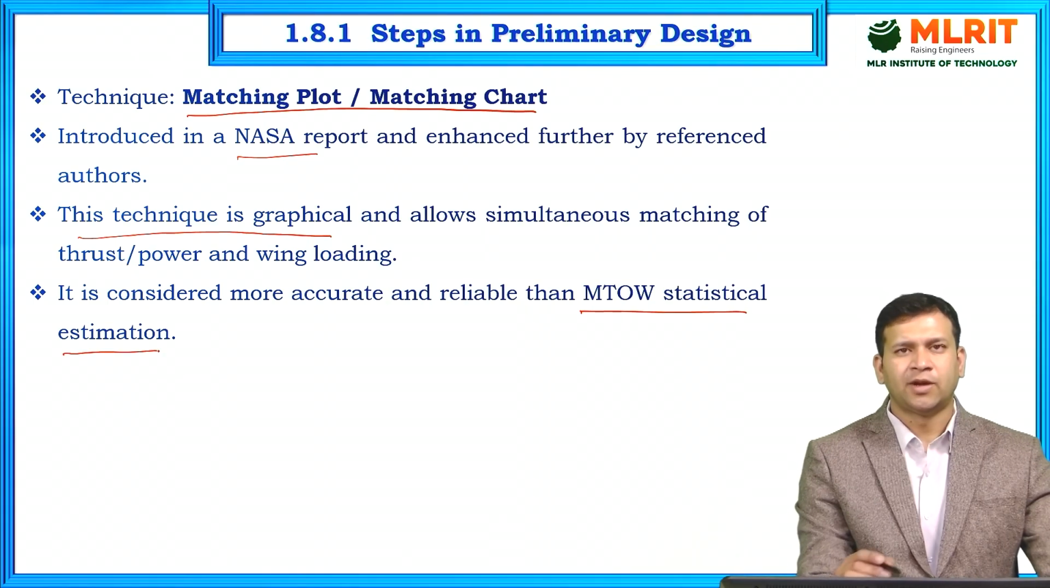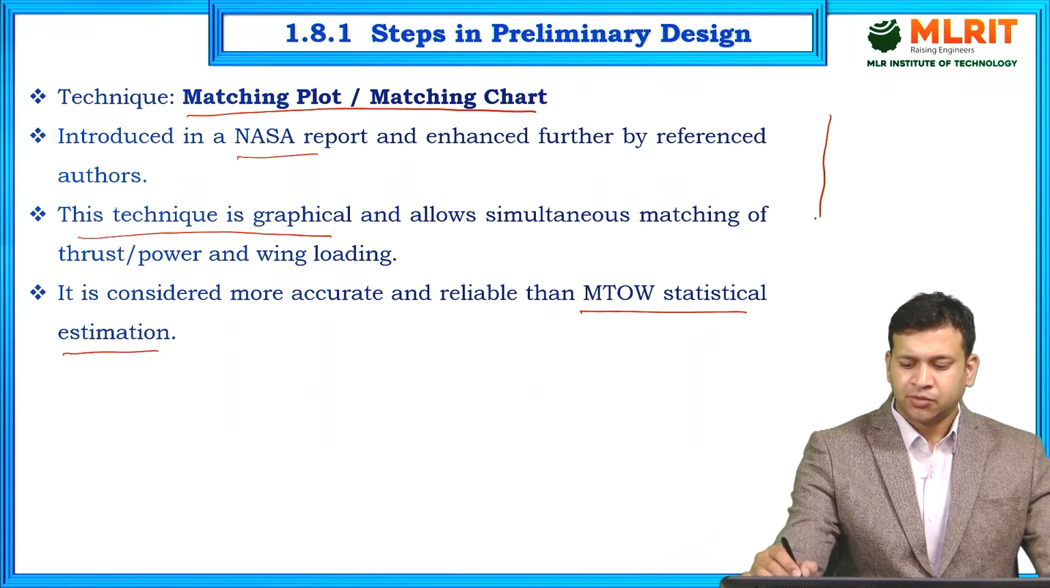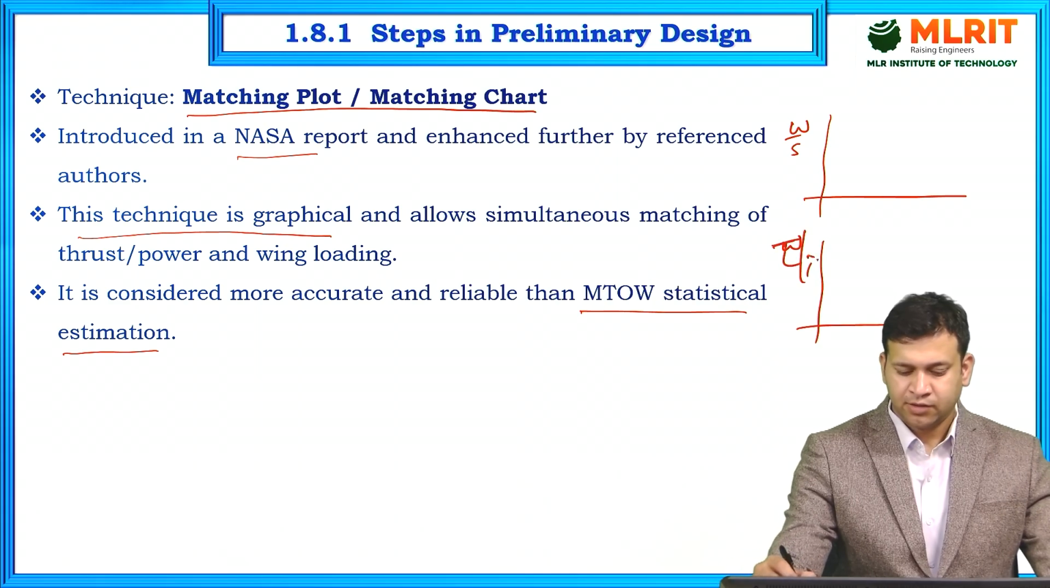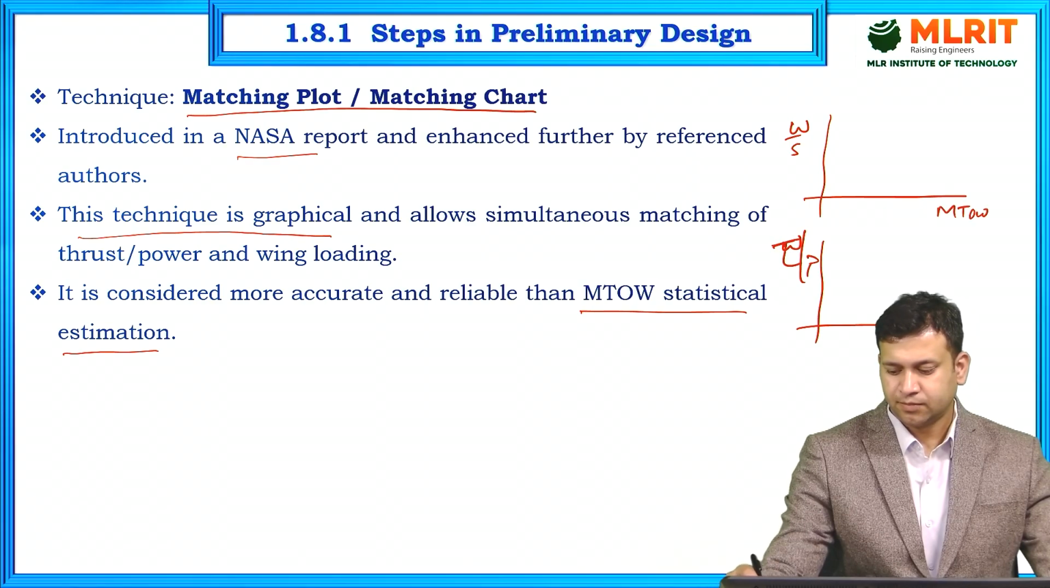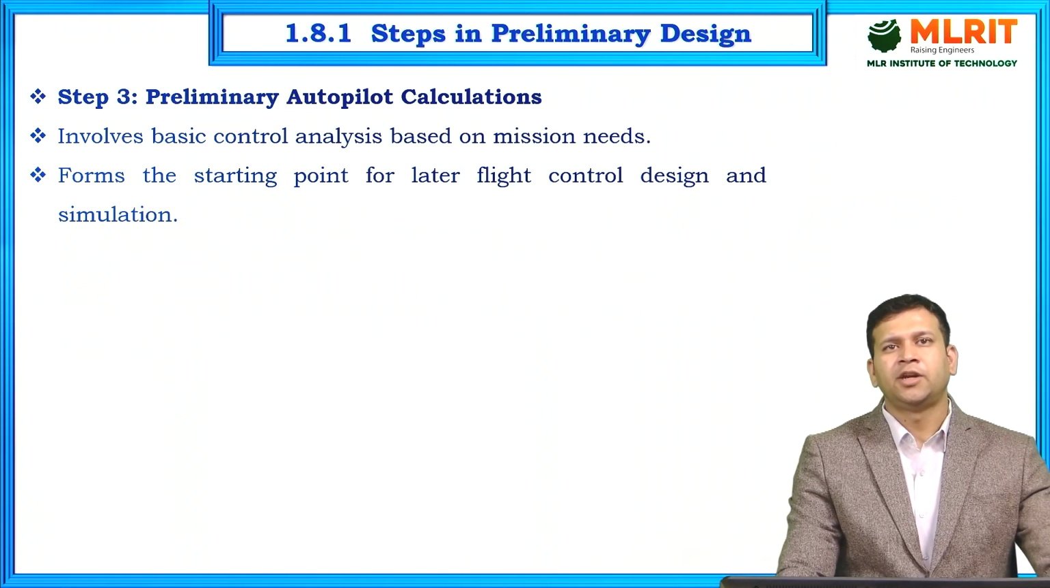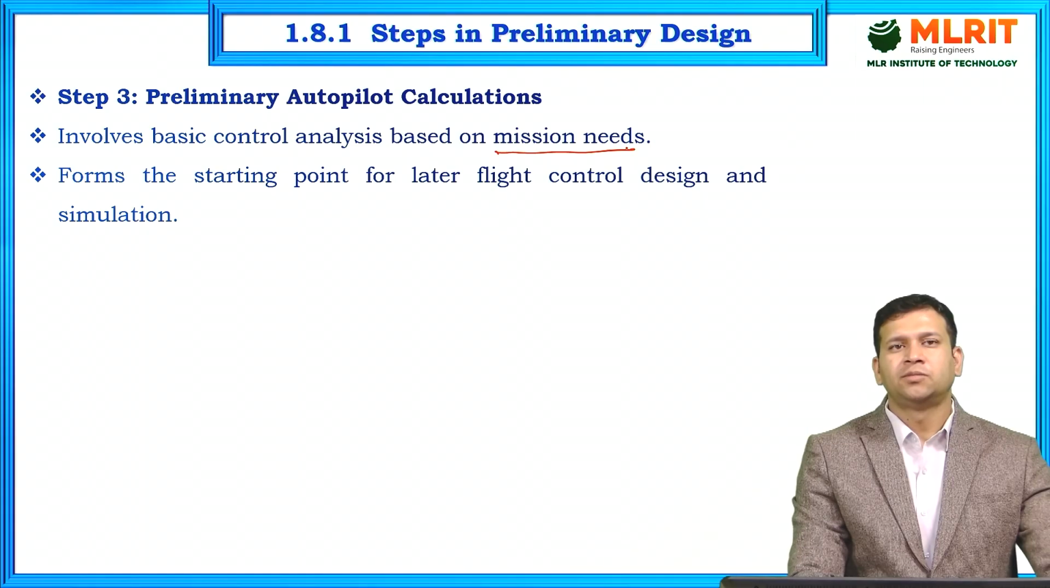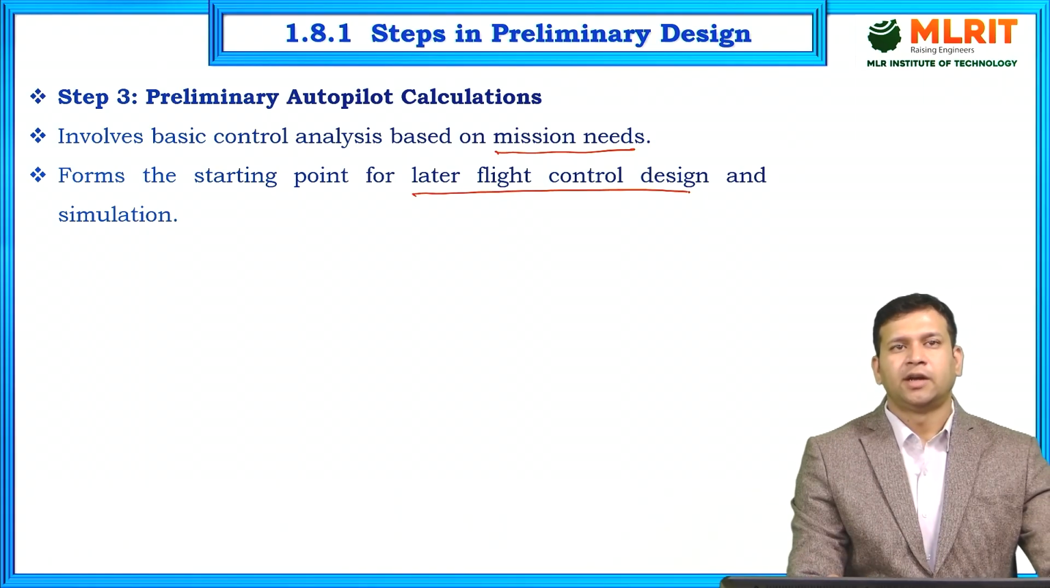This matching plot and matching chart actually gives you the values for wing loading and for thrust or power with respect to MTOW. The third phase is preliminary autopilot calculations. It involves the basic control analysis based on mission needs. It forms the starting point for later flight control design and simulation.